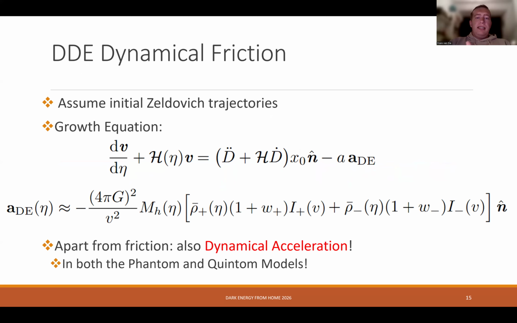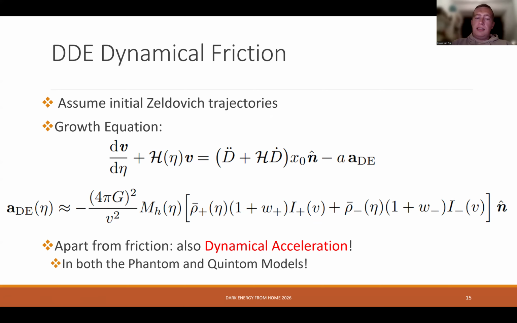To be more accurate, we model this by assuming initial Zeldovich trajectories and adjusting the growth equation as shown here by adding a dynamical friction acceleration term, which is shown in this way, and below as well, where we have the friction coefficients I plus and I minus, which in this case are very simple because we move in the subsonic regime. These friction coefficients are basically just the speed over the sound speed to the third power.